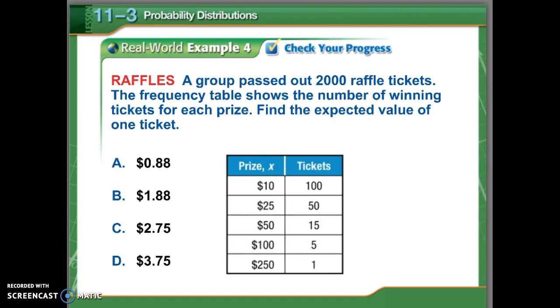Here's a check your progress problem on this. Go ahead and find the expected value of one ticket. Go ahead and pause the video. When you have your answer, go on to the next screen.